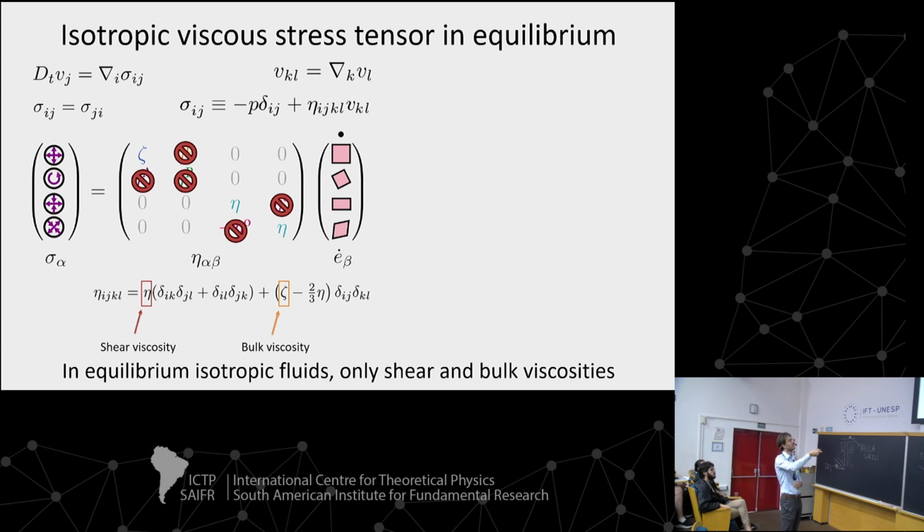And furthermore, all we really ever measure in a rheometer is the shear viscosity. The only way you can measure the bulk viscosity is if you have compressional flows, right? If you have flows that include the divergence of the velocity.